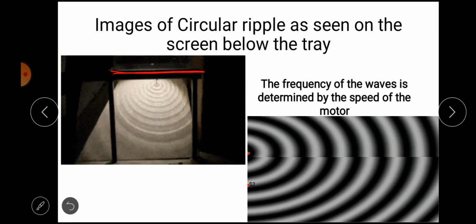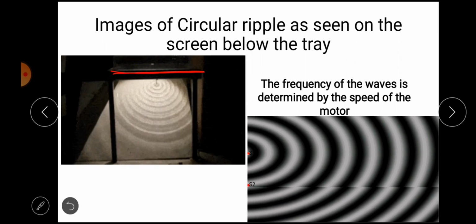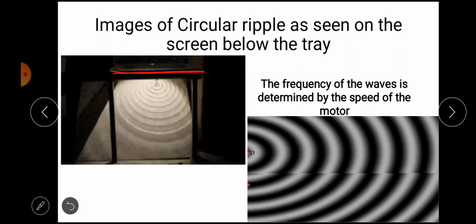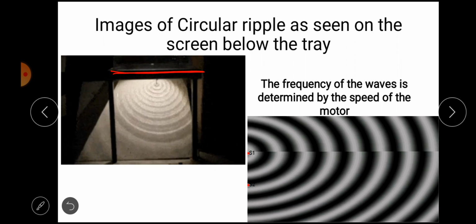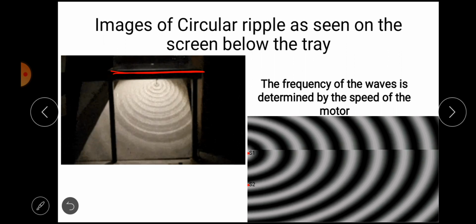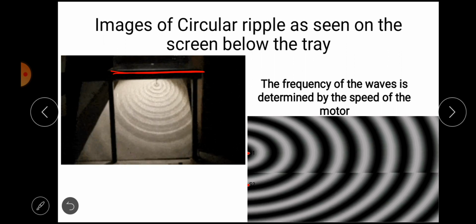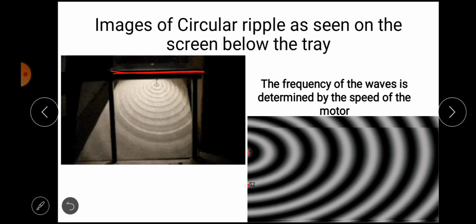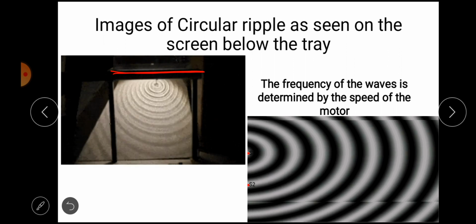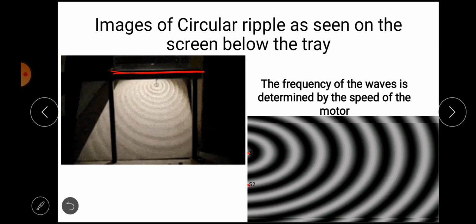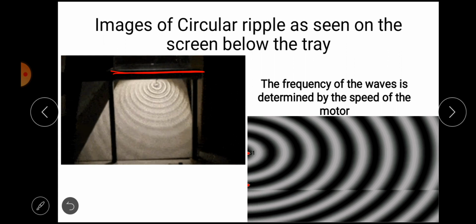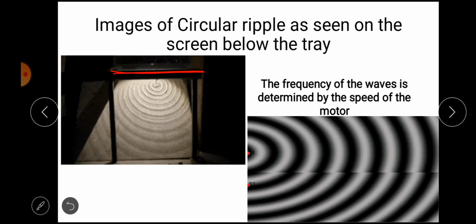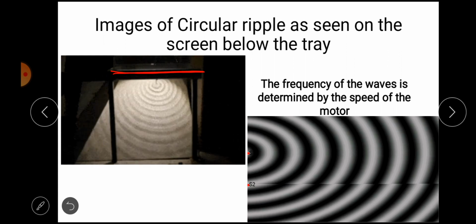All right. So this is just another diagram to show. The frequency of the waves is determined by the speed of the motor. If the motor is vibrating faster, then there will be more waves forming per second. And if it is slow, then there are fewer waves forming per second. All right. So that is the ripple tank. We will be using the ripple tank to study the reflection, refraction, and diffraction of water waves.